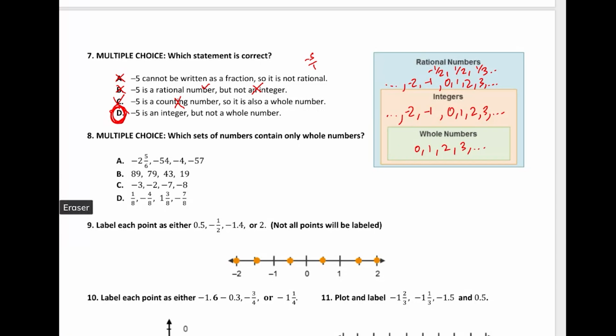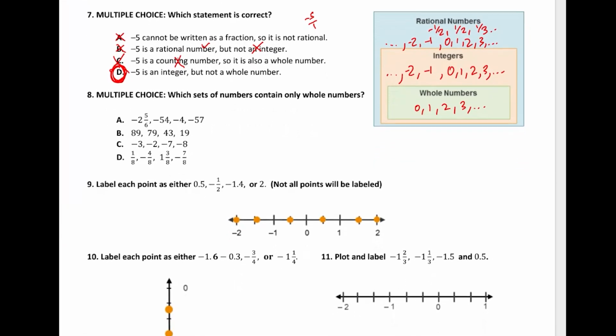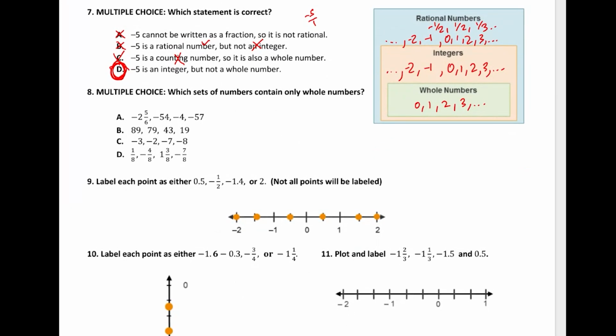All right, Mr. Schuler, let's try to pull it together for the next one. Number 8 says, which sets of numbers contain only whole numbers? Okay, so these are counting numbers, including 0. No negatives, so we can eliminate A and C. Also, no fractions. Okay, so 1/8 is out. It's just going to be B.